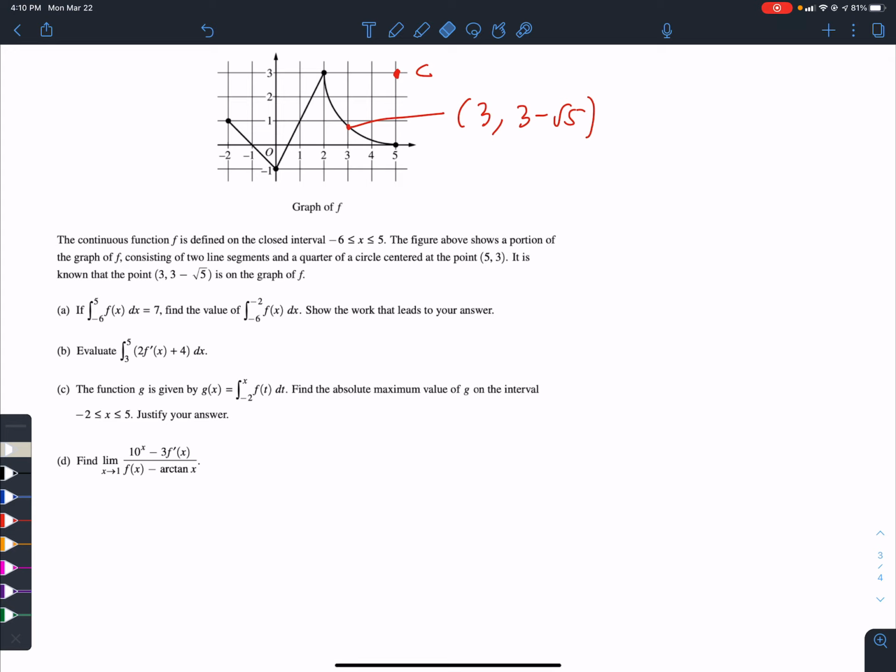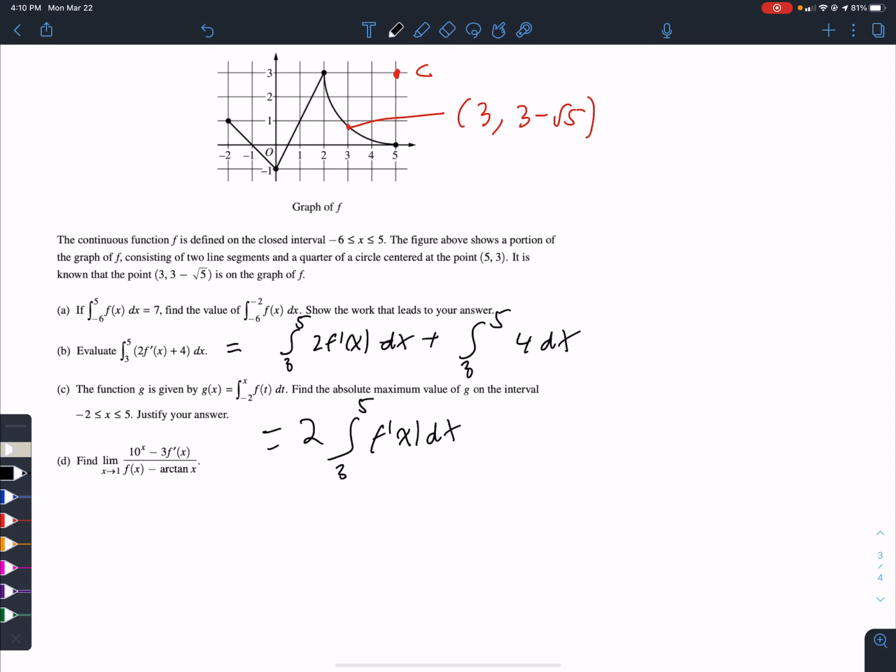Okay, so part B, again, it's a property of integrals. You can break an integral into two separate parts. It's 2f prime of x dx plus, and then we're going to do 4 dx. And then the next concept, you can pull a constant out in front. So we'll take the 2 out in front. We have f prime of x dx plus the integral of 3 to 5 of 4 dx.